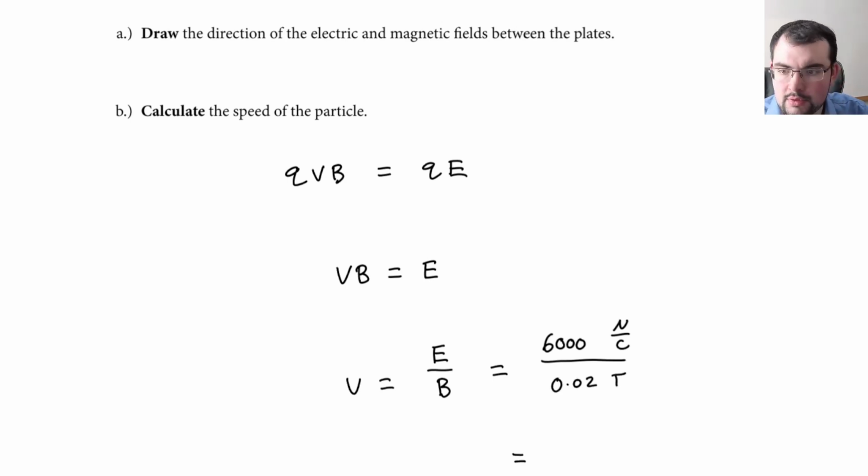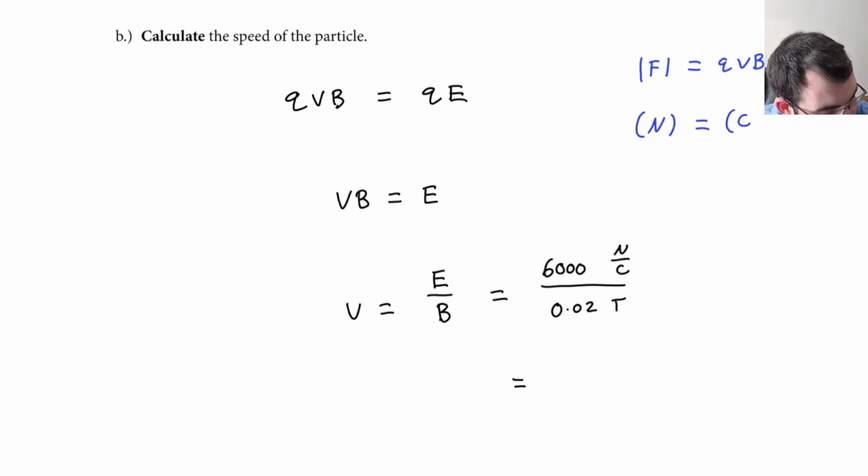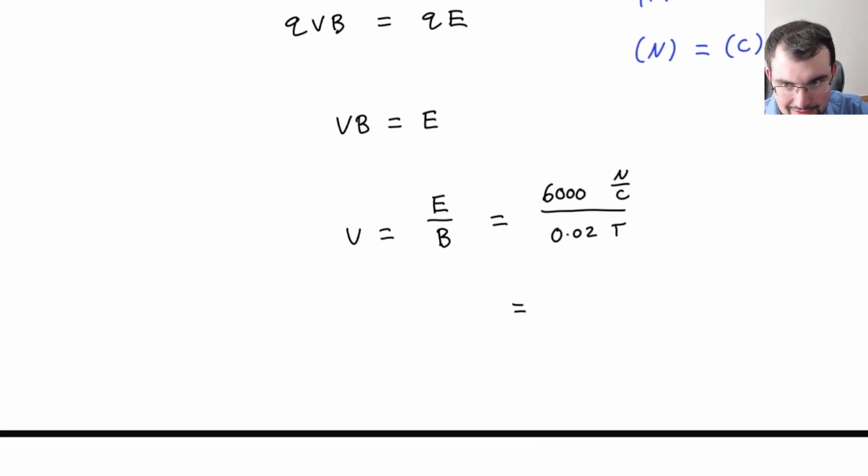And through the power of magic, this is a meters per second. So how could you actually justify that? Well, we actually know that F equals QVB. So we actually know that newtons are equal to coulombs times meters per second times Tesla. So if you actually worked out your units, here, you would see that a Tesla is a Newton per Coulomb meter per second.